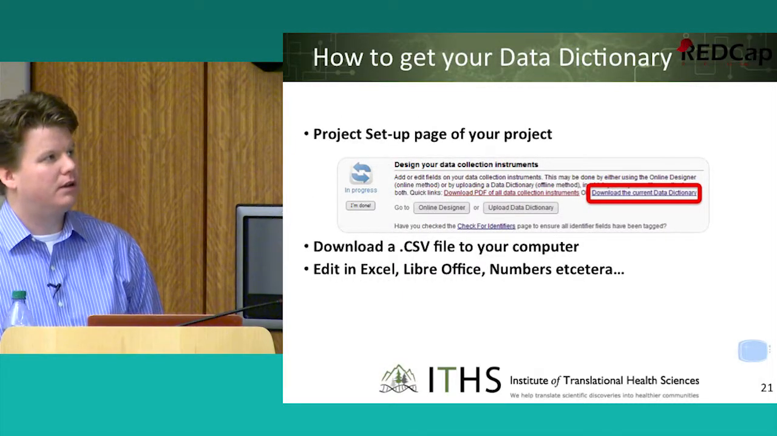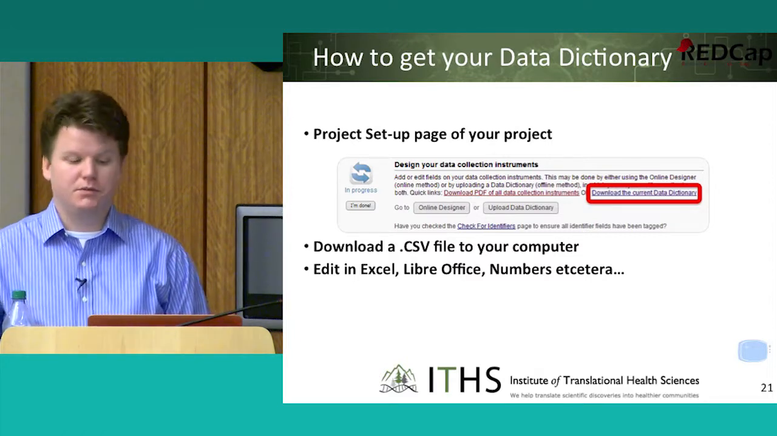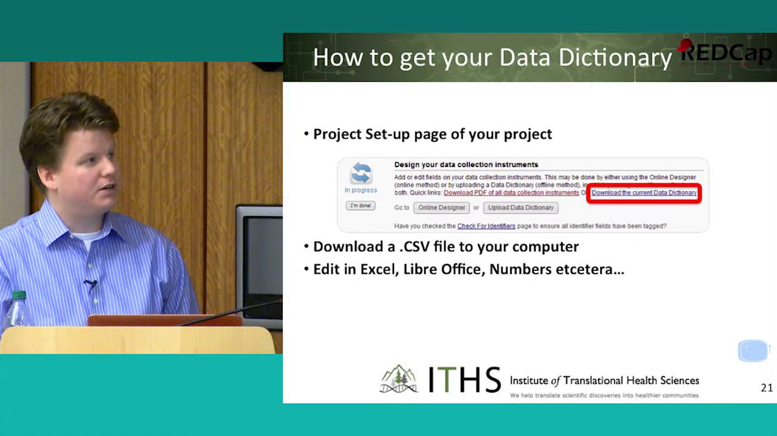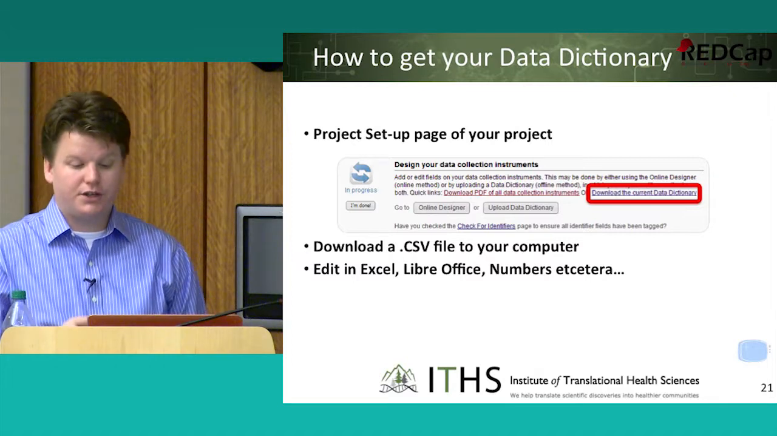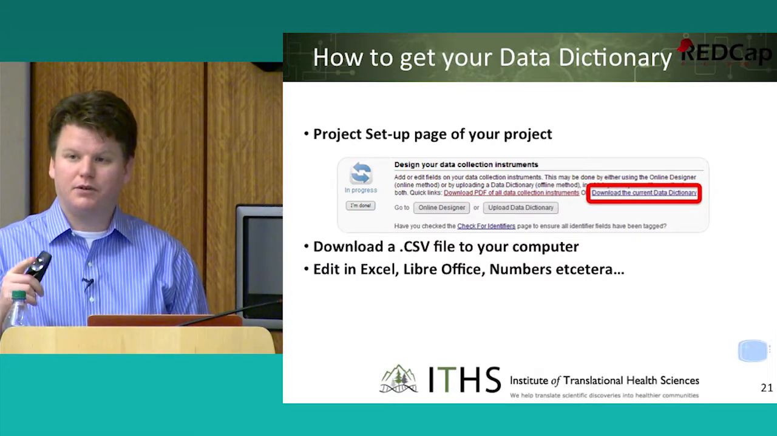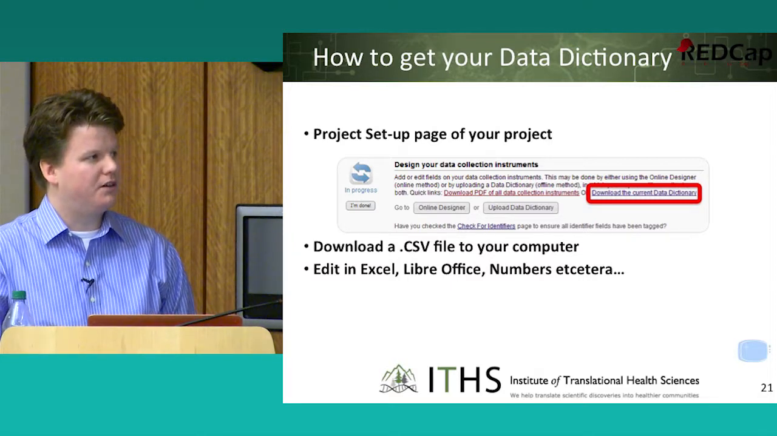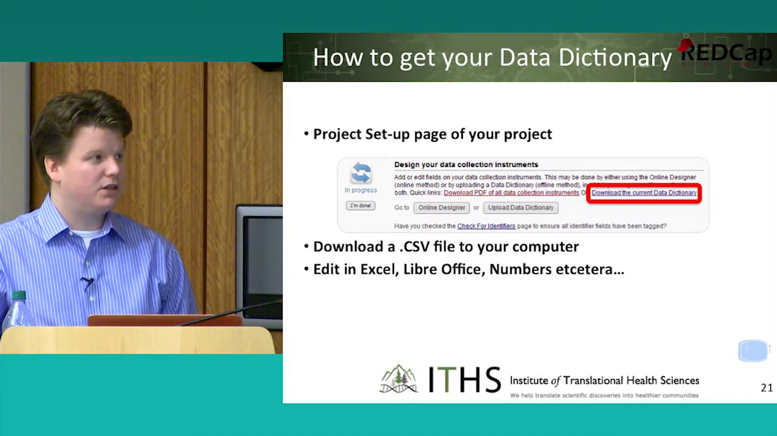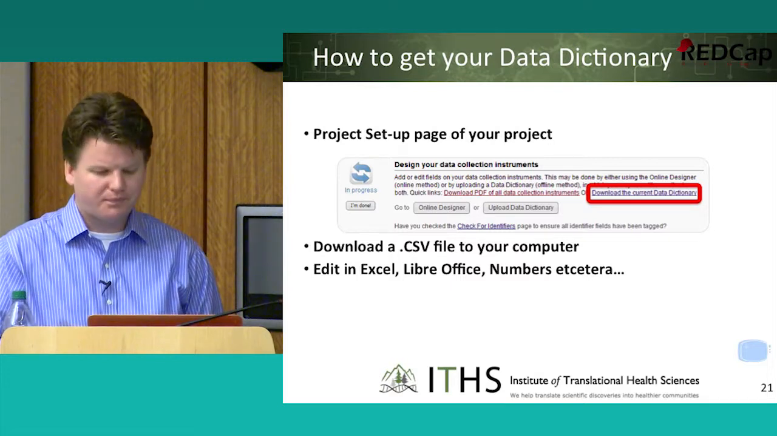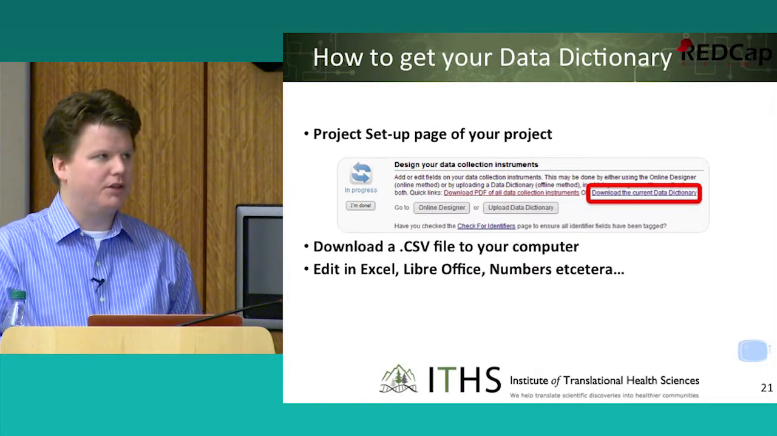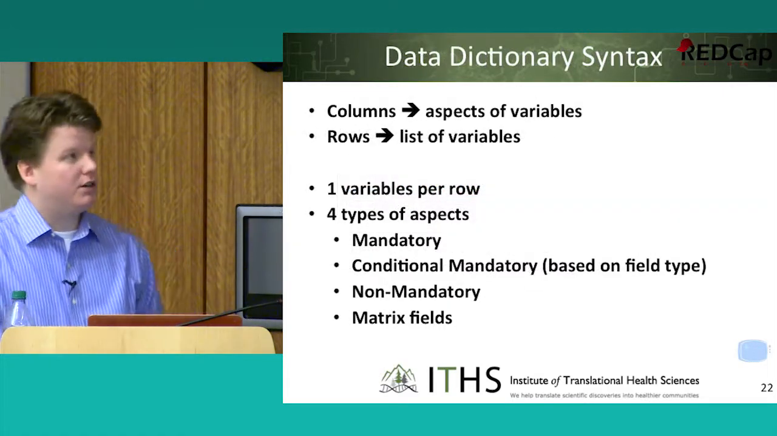How to get your data dictionary? Well, when you have your project open in the project setup page, there's a box with design your data collection instruments. It should have the online designer or upload data dictionary. The download the current data dictionary is highlighted here. If you click on that, it will automatically download an Excel file or CSV file to your computer that you can start editing with. I personally use Excel, but some people use LibreOffice or Numbers or whatever spreadsheet they would like. If you go to the Upload Data Dictionary page, the same link is there if you would rather download it from there.